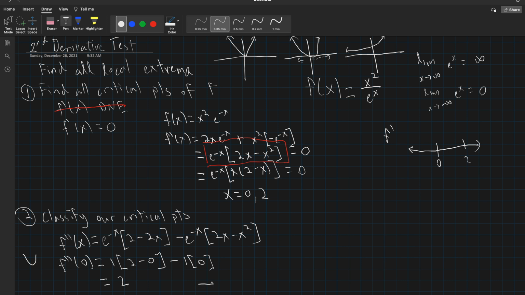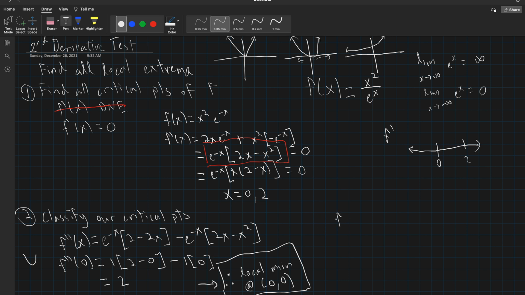This means, therefore, local min at 0, comma, f of 0. And f of 0 here is just going to be 0. So we've classified one of our points successfully using the second derivative test.